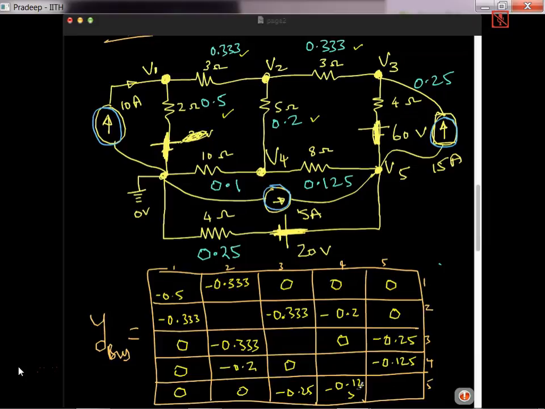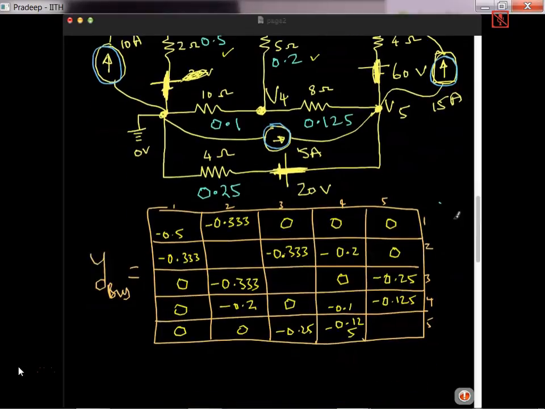Minus 0.125. And 4 is also connected to the ground with 0.1. Now I fill up the diagonal elements. So how to fill up the diagonal elements? Just simply add.